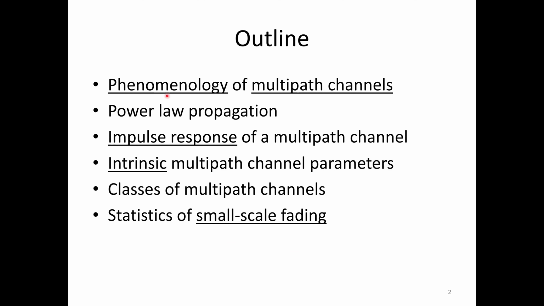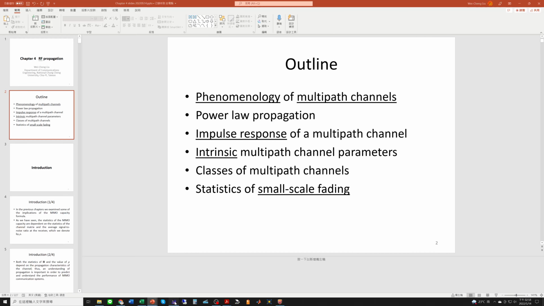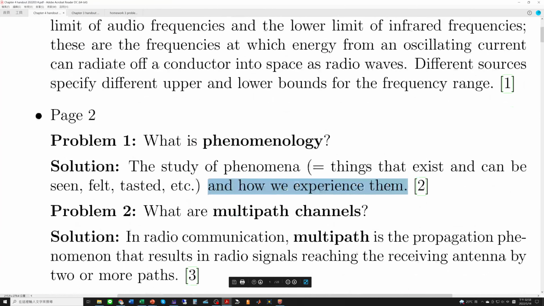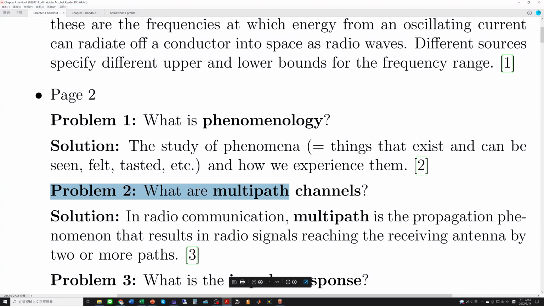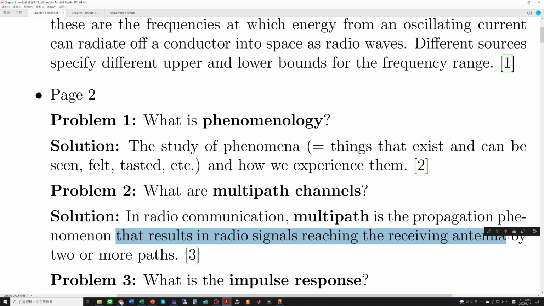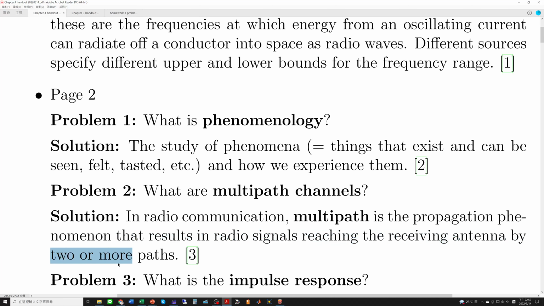Phenomenology of multipath channels. What are multipath channels? Let us see the handout. Problem 2. What are multipath channels? Solution. In radio communication, multipath is the propagation phenomenon that results in radio signals reaching the receiving antenna by 2 or more paths.